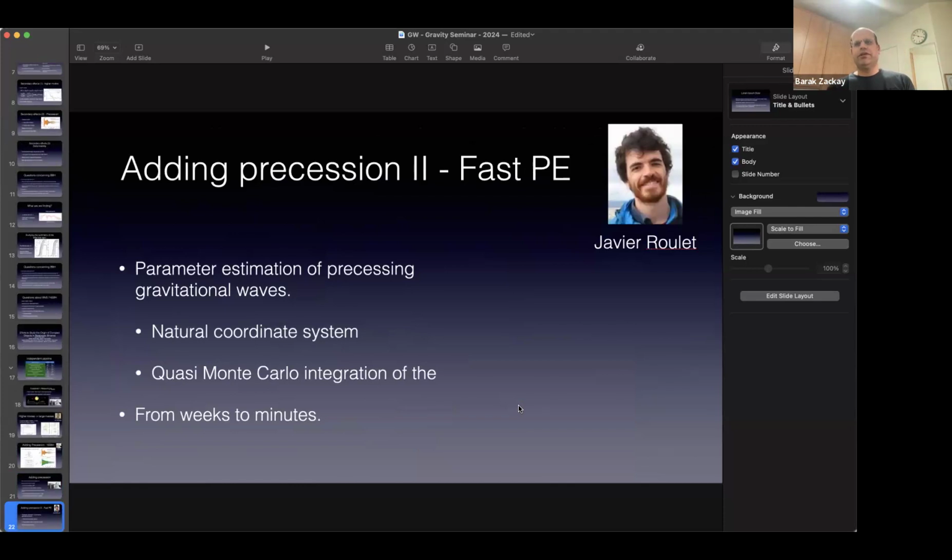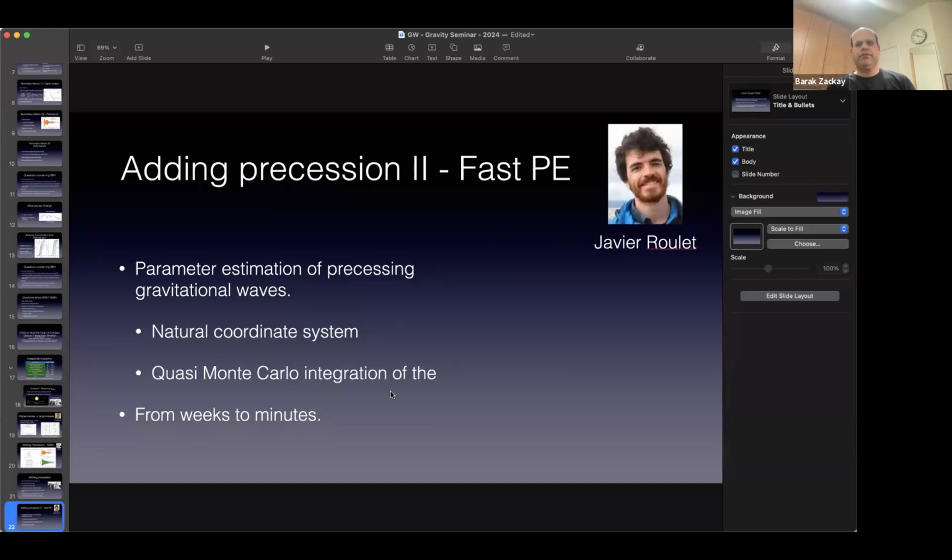The next thing you need to do in order to add precession is, suppose you find the precessing system, you need to be able to do a PE for this. You need to be able to do PE for this regardless. And when we began this project, PE for precessing system could have been weeks of computation. And Javier and also Jonathan were working very closely on trying to get the parameter estimation of these precessing systems into something that goes from weeks to minutes.